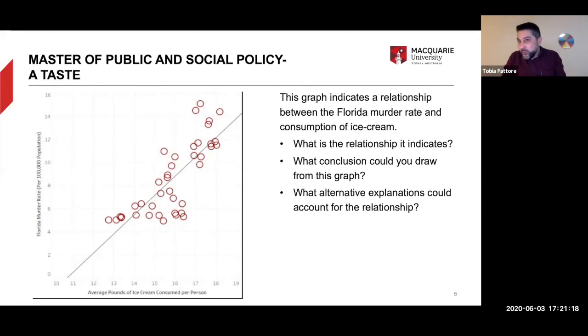So what we would do in this scenario is to work through, well, what does the graph actually tell us? What is the relationship that this graph potentially indicates between the murder rate and consumption of ice cream? On that basis, what conclusions could you draw from this graph? Are they valid? Are they spurious, right? And what alternative explanations might account for the relationship between the two? So we would work through these kinds of scenarios, and that would be quite a simple one, I think, to work out.